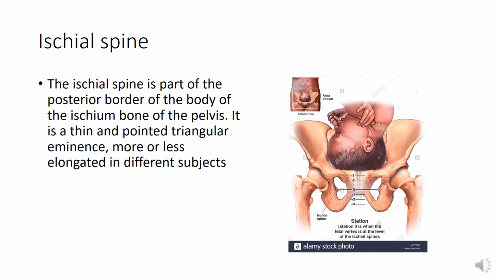The ischial spine is part of the posterior border of the ischium above the pelvis. It is a thin and pointed triangular eminence, more or less elongated in different subjects. Now this is a very important landmark you can see here. This is used to assess the descent of the fetal head during delivery. So it is used to assess the progression of labor during the delivery of the fetus.